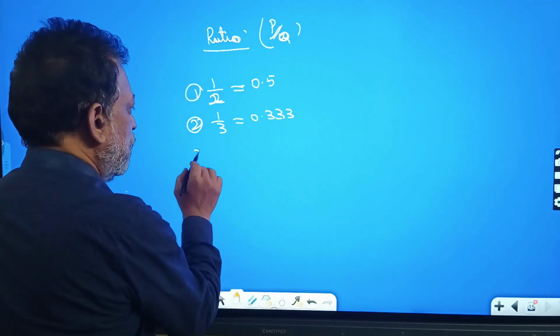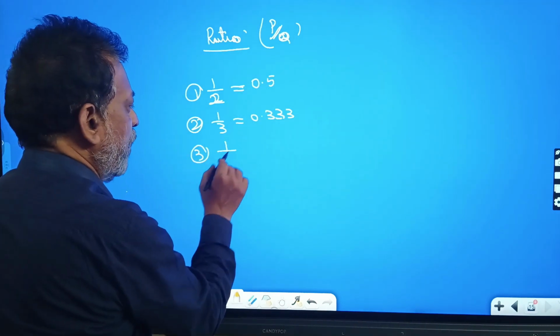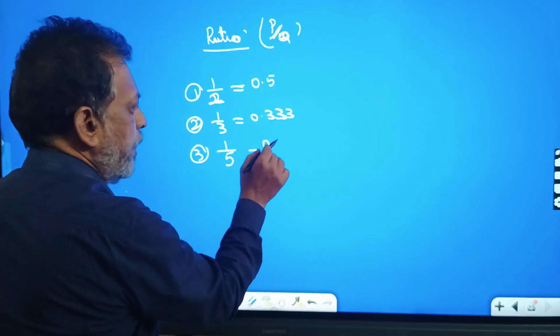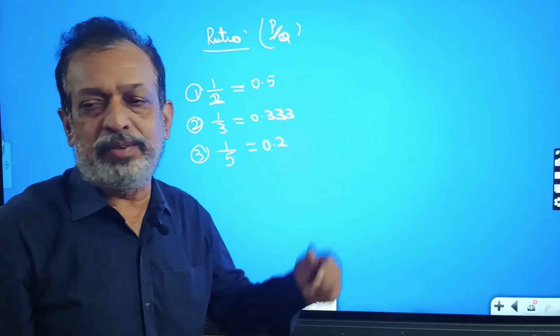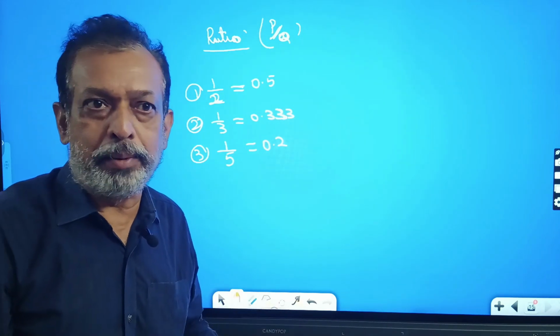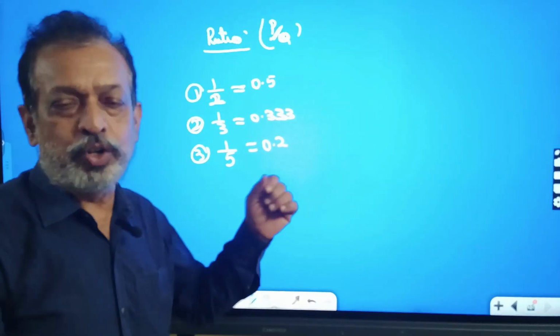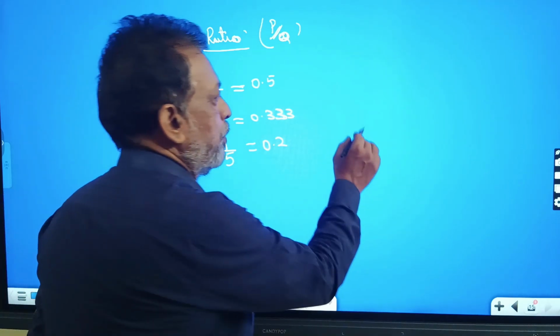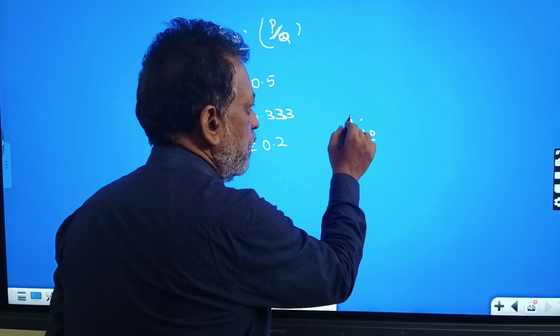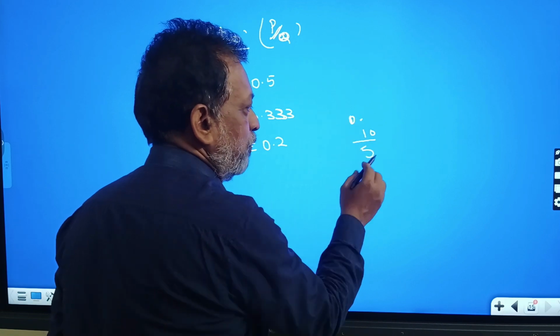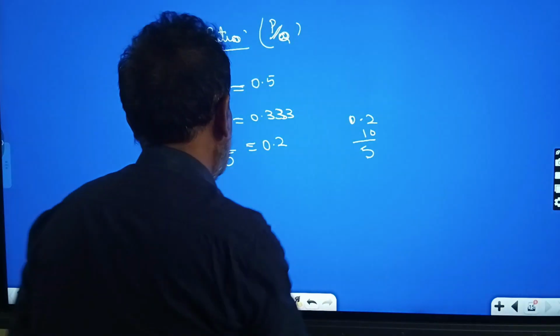Okay, now the third one is 1 by 5, 0.2. If you know it directly, good; otherwise if I do the calculation, it is too late for doing the problems. So 1 by 5 means immediately 0.2. No sir, I'll do 1 by 5 like this, 0 decimal... That is not the correct way for an entrance examination. So why do that? 1 by 5 is 0.2.